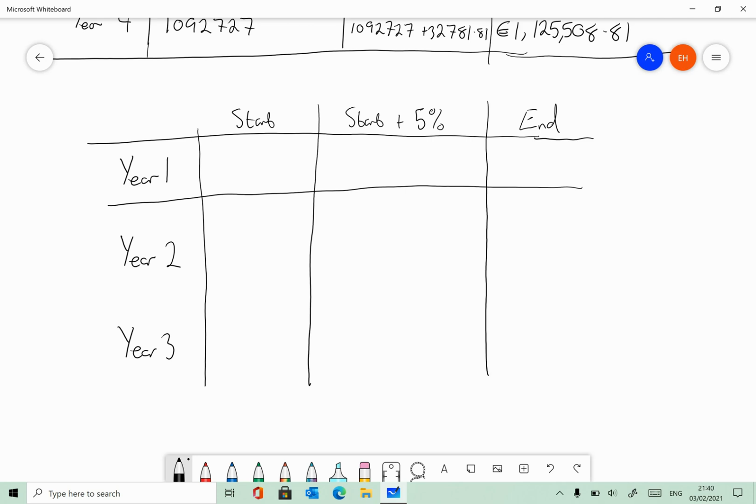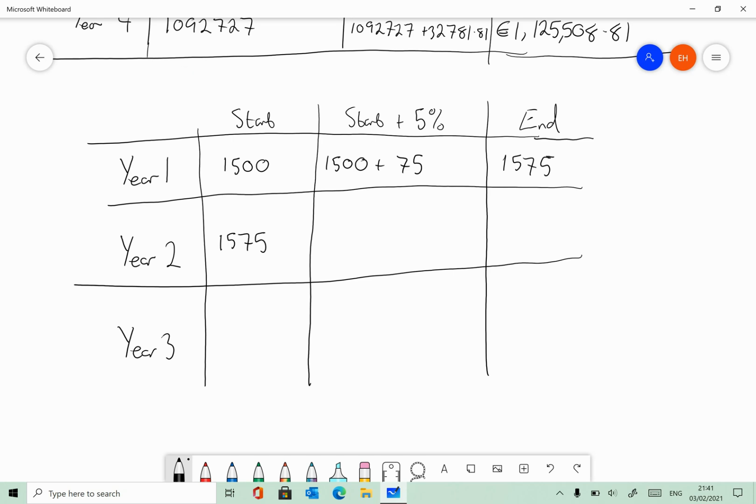Okay, so we started with 1,500, and then we have to add 5% onto that. So what is 5% of 1,500? So it's 5% multiplied by 1,500 is 75. So that's 1,575 is what I end with. Now, that's what I end the first year with. So that's what I must begin the second year with. So it's 1,575.